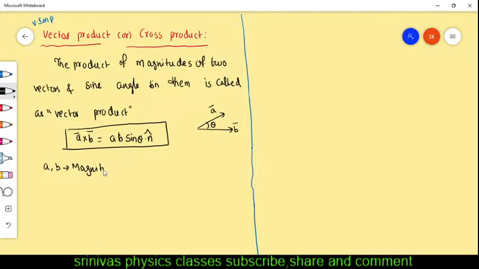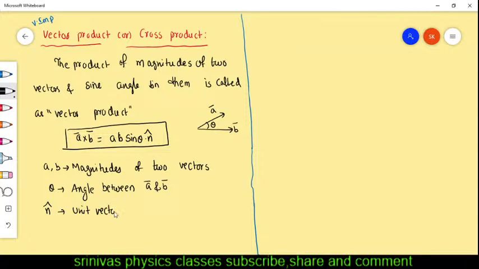Magnitudes of two vectors. And what is theta? Theta is the angle between a bar and b bar. Now, n cap is what? N cap is the unit vector along the direction of a bar cross b bar.